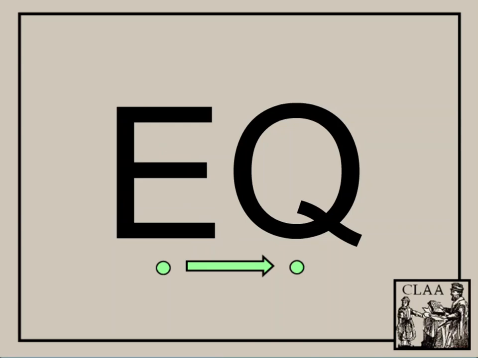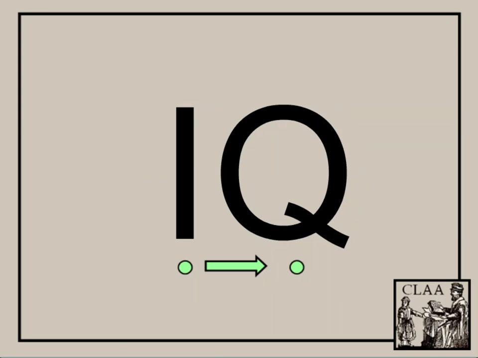Now let's begin with the vowel E and finish with the consonant Q. Point to the green dot under the vowel E and we'll begin. Ek, ek, ek. And now we'll begin with the vowel I and finish with the consonant Q. Point to the green dot under the vowel I. Ik, ik, ik.